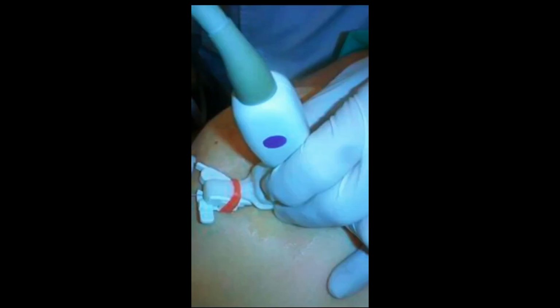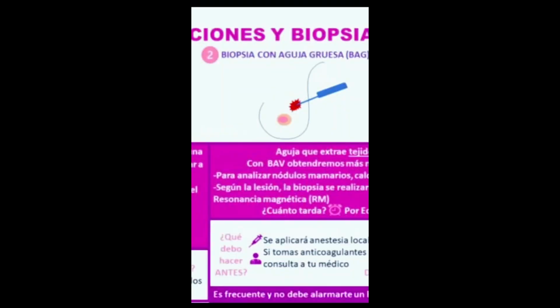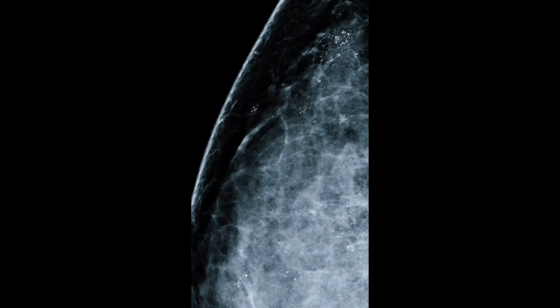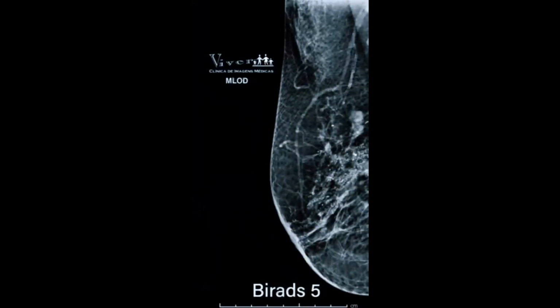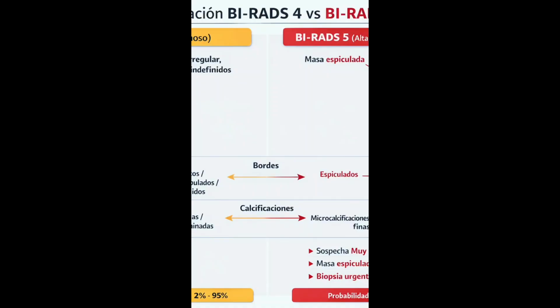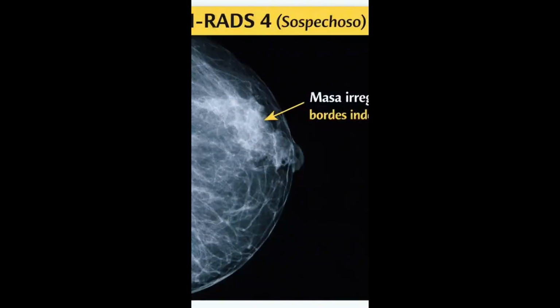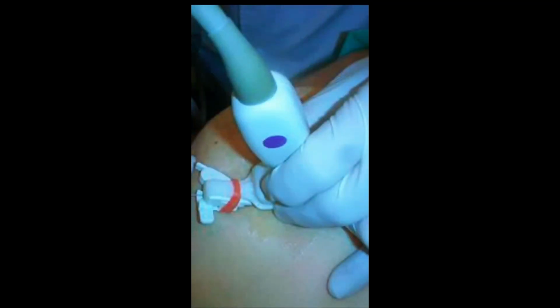BI-RADS 4. Suspicious lesion. BI-RADS 4 is used when the imaging study shows a suspicious lesion, but one that does not meet clear criteria for malignancy. It is subdivided to express the degree of suspicion. BI-RADS 4A, low suspicion of malignancy. BI-RADS 4B, intermediate suspicion. BI-RADS 4C, moderate to high suspicion of malignancy. Management in all BI-RADS 4 subtypes: a biopsy is recommended as it is not possible to confirm the nature of the lesion with imaging alone.